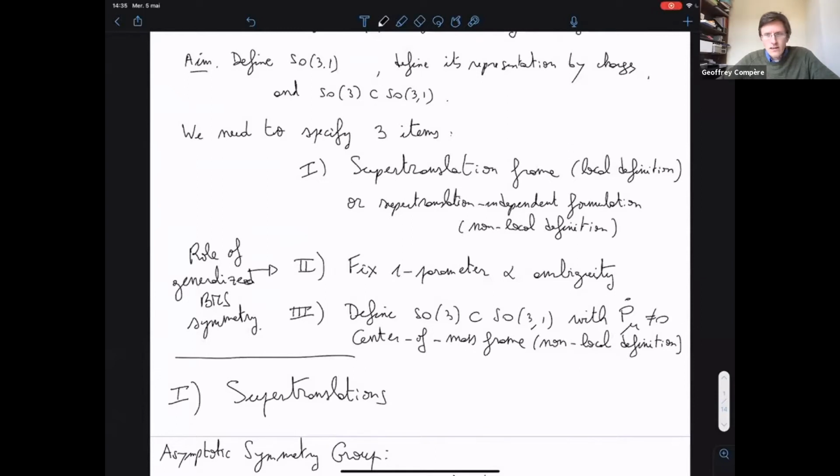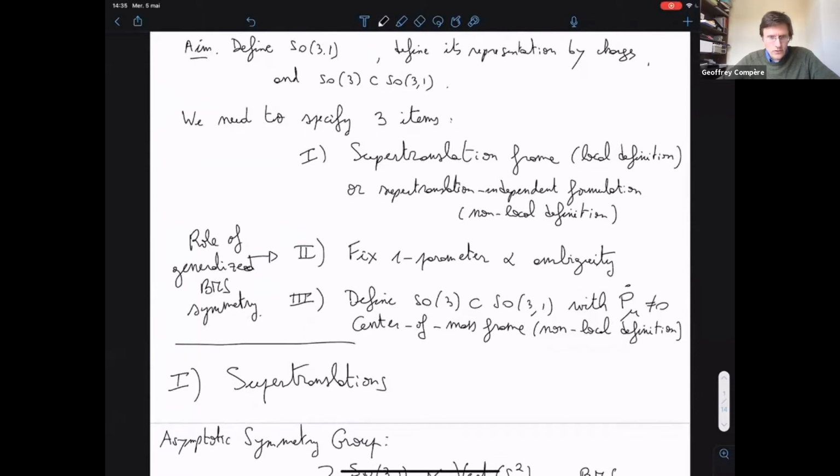Then the second step is to really talk about the representation by charges, and there I will emphasize the one parameter ambiguity that naturally occurs. I will call it the alpha ambiguity. This is where the generalized BMS symmetry is relevant to discuss it. And then the third step is to isolate the SO(3) subgroup of the Lorentz group.